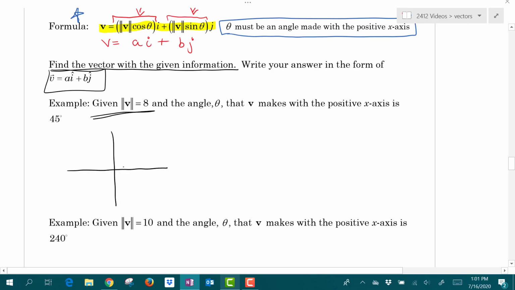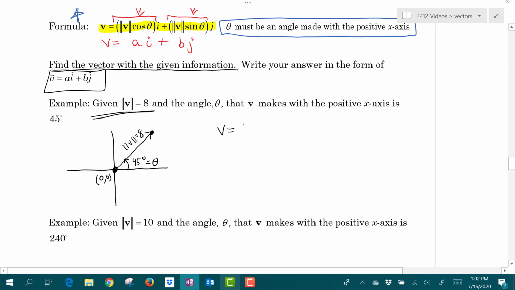So I'm going to sketch this. I'm going to sketch it as a position vector so that the initial point starts at (0, 0). And we're going to rotate 45 degrees for our angle theta. And we're going to draw our vector, and we're going to say that it has a magnitude of 8 units. So it's 8 units long.